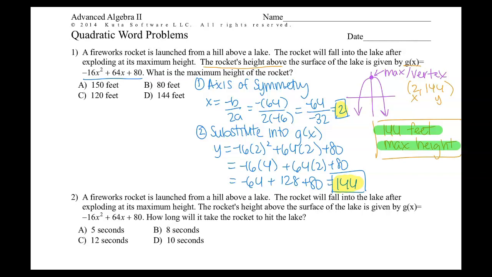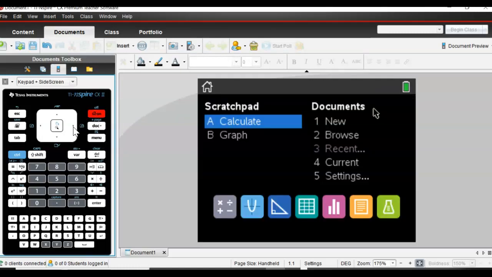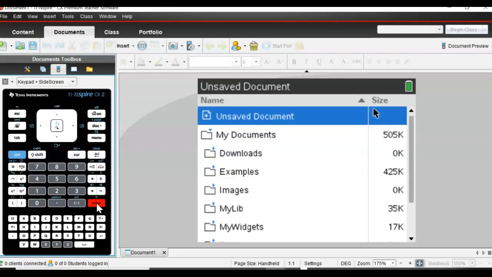Okay, so let me get your calculator on the screen, and this is your TI Inspire. And on this calculator, the first thing you want to do is go to Add Calculator. So let me first reset this whole thing just to make sure. So I'm going to go into Browse, which I think on yours is My Documents. So go to My Documents, which is option 2. We're going to hit Enter.